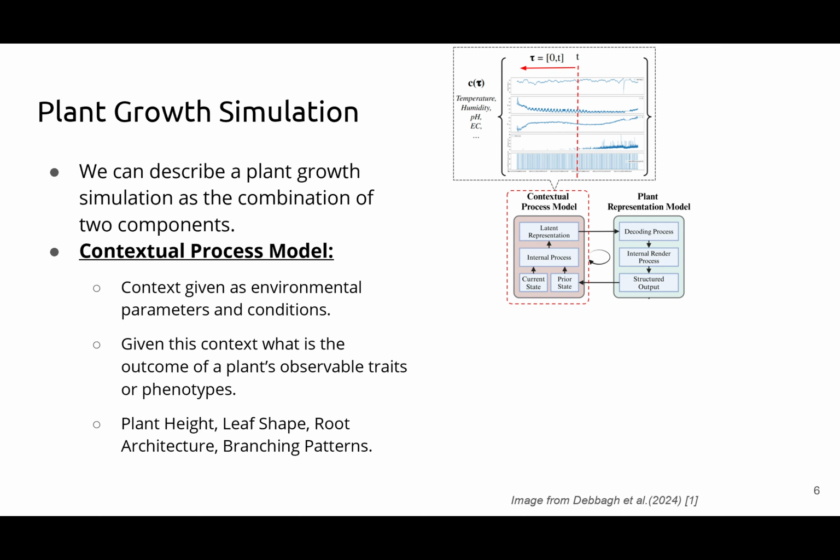The first is the contextual process model, where context is given as environmental parameters or conditions. And given these conditions, we want to develop some model where we can describe the outcome of the plant's observable traits or phenotypes. And these phenotypes are things like the plant height, leaf shape, root architecture, and branching patterns.